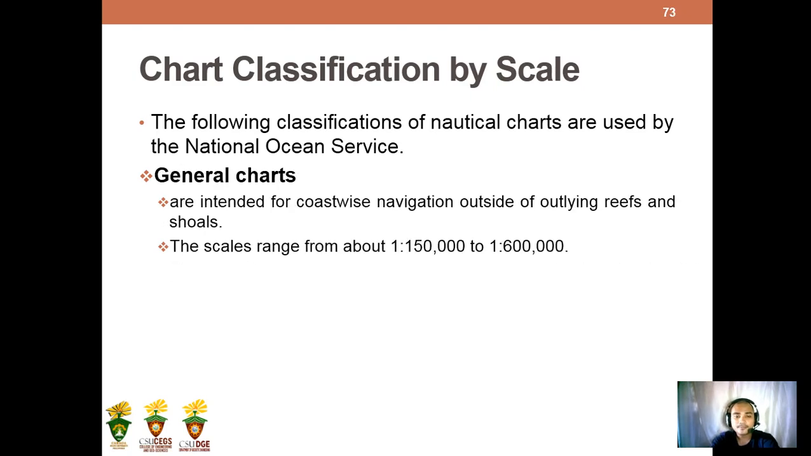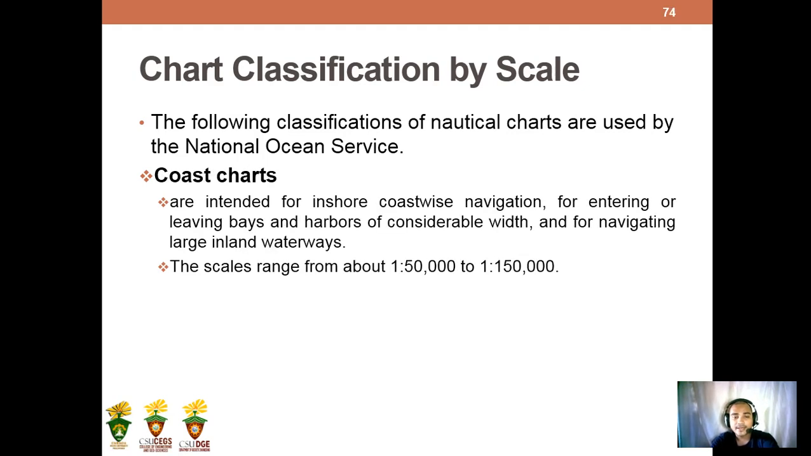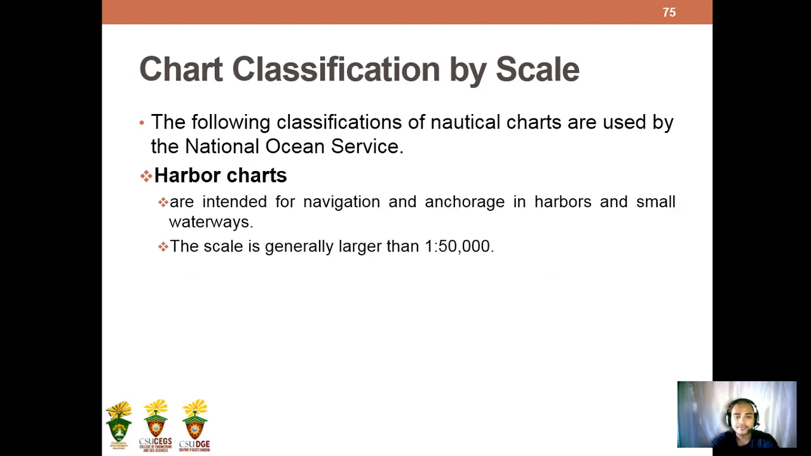Next, we have general charts. General charts are intended for coastwise navigation outside of outlying reefs and shoals. Usually, this scale ranges from about 1:150,000 to 1:600,000. Next, we have coast charts. These are intended for inshore coastwise navigation, for entering or leaving bays and harbors of considerable width, and for navigating large inland waterways. The scale of this chart usually ranges from 1:50,000 to 1:150,000.